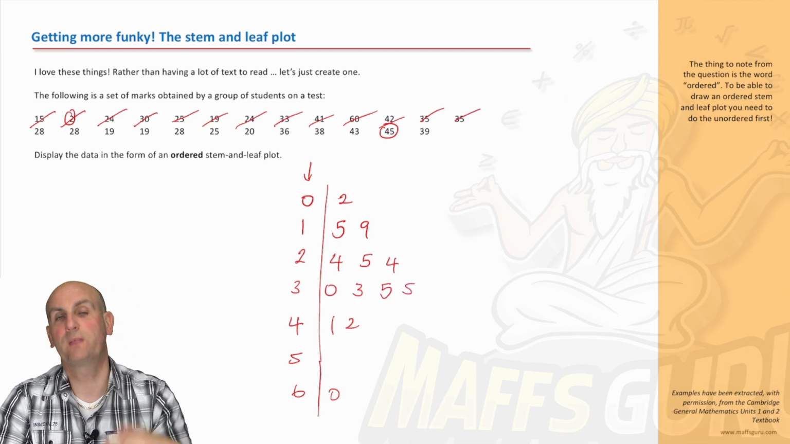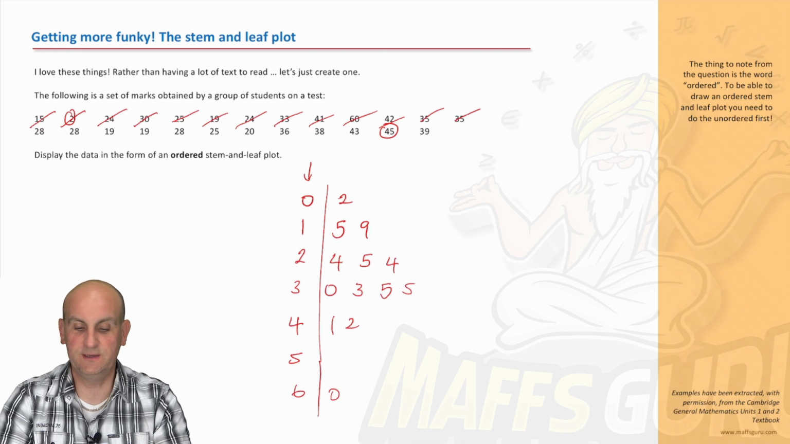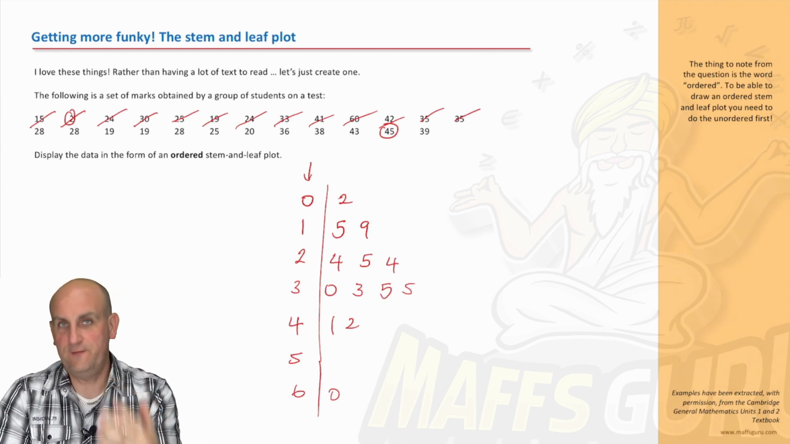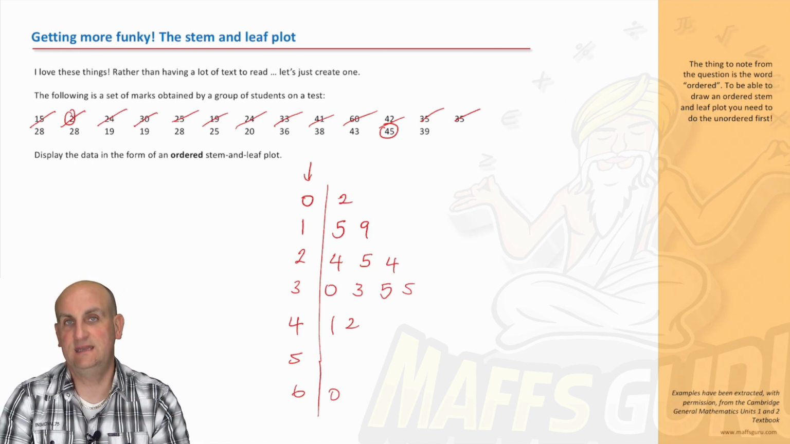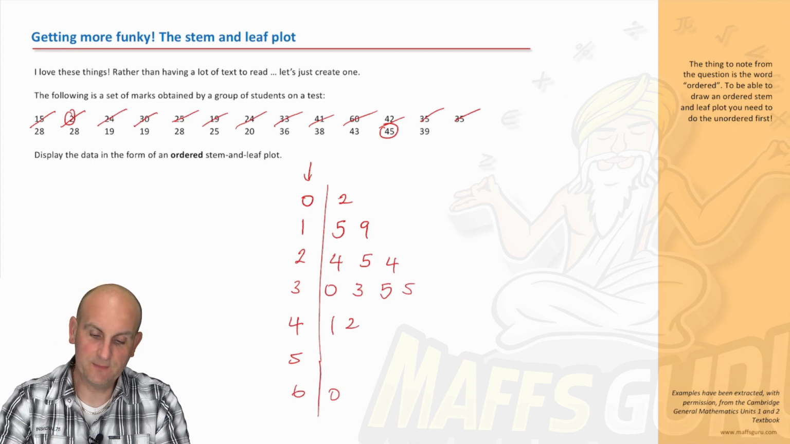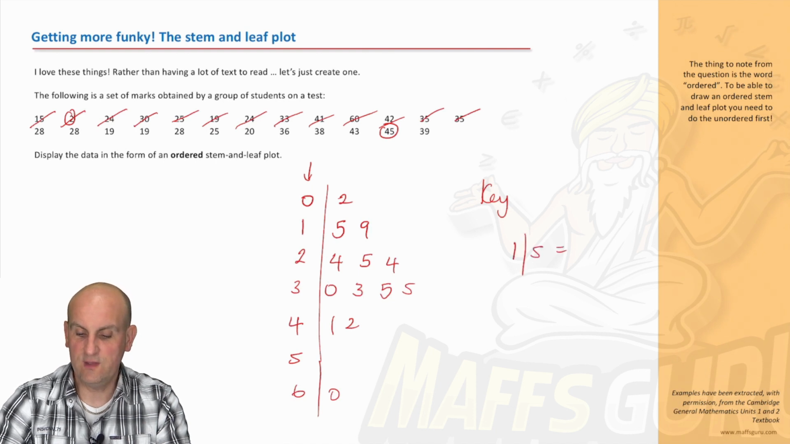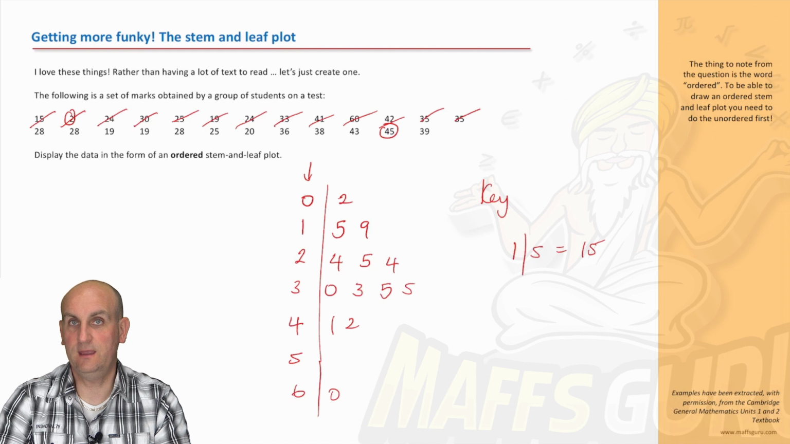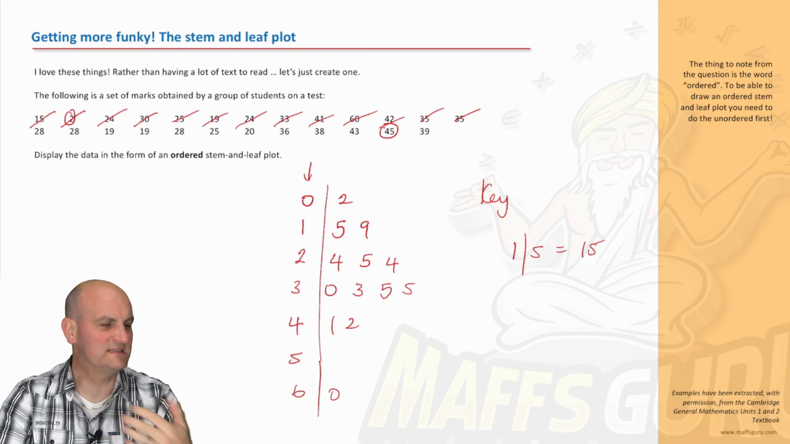Now I could continue, but I'm going to stop because later on I'm going to show you the completed one. When you finish this, you must make sure you write a key. Now, why do you write a key? I'll explain now. So I'm going to say key, and what you do is you say 1 line 5 equals 15. Okay, so you're going to say, well, hold on a minute, that seems to state the flipping obvious.